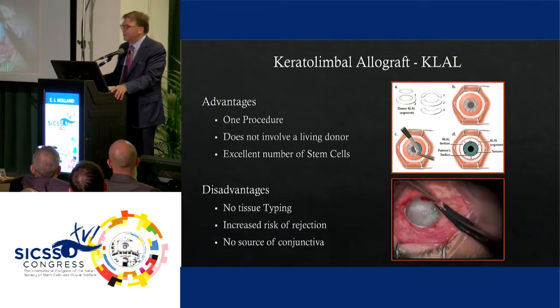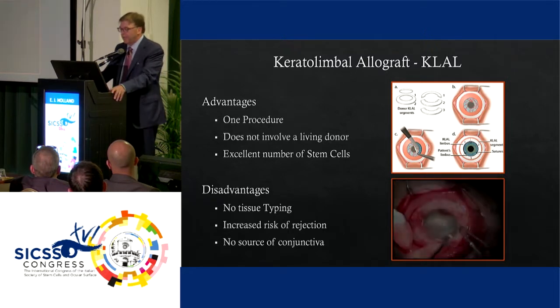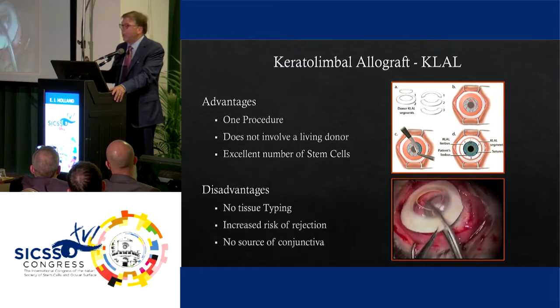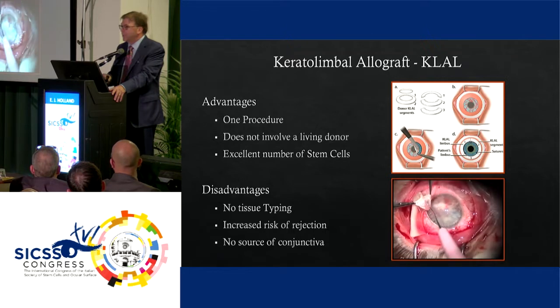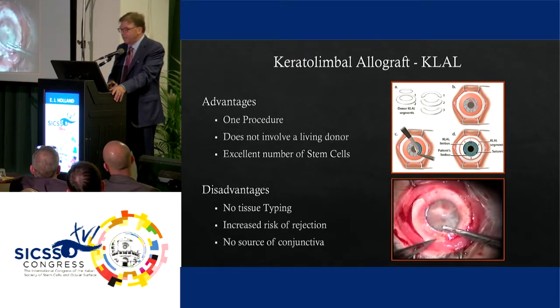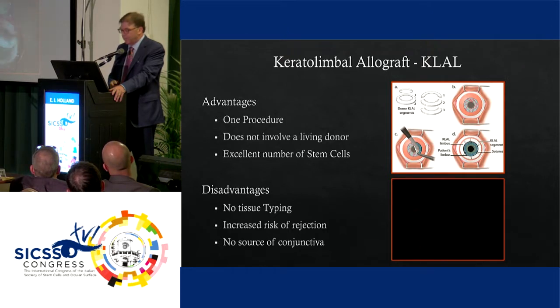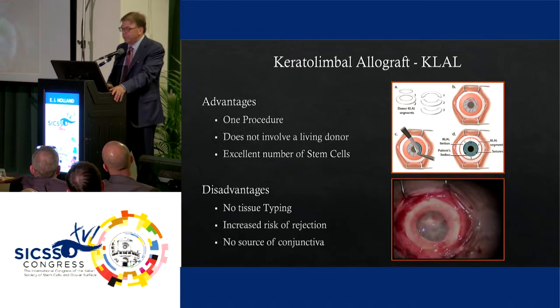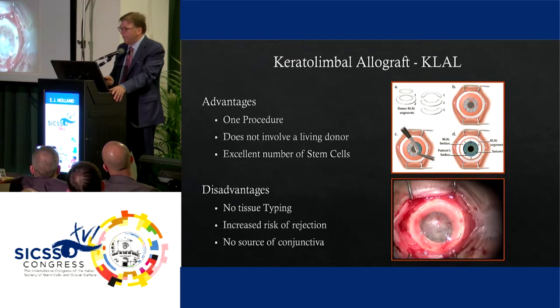So the advantages of a KLAL: it's one procedure, so you don't need an extra donor. We don't have to find that right donor. And we get a large amount of stem cells. In fact, the procedure we use actually uses two donor corneas from the same eye. The disadvantage is that we really don't have the tissue typing available in these corneas for most cases. We think there's increased risk of rejection compared to a matched living-related donor. And unfortunately, we don't get conjunctiva with this procedure.